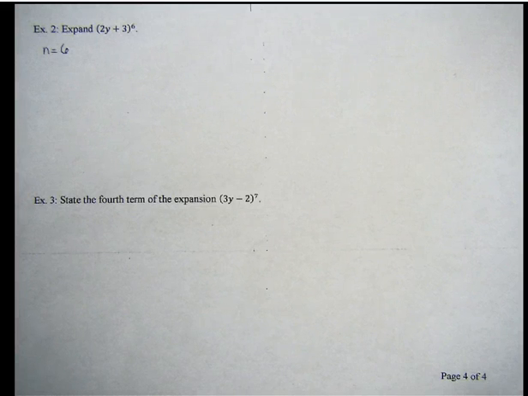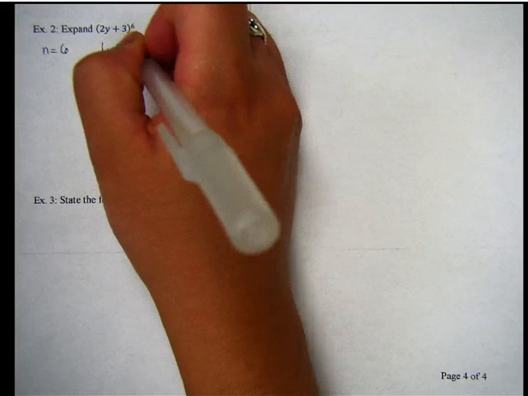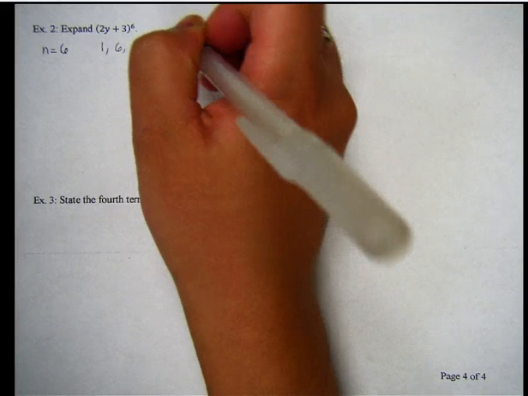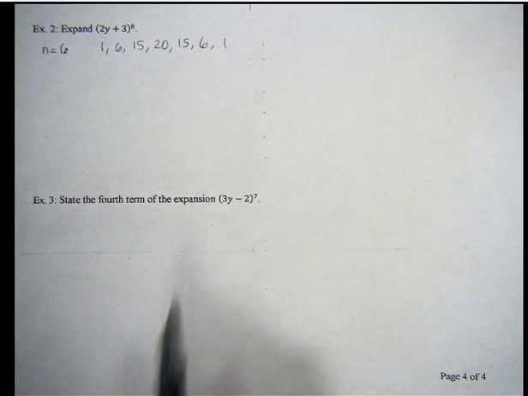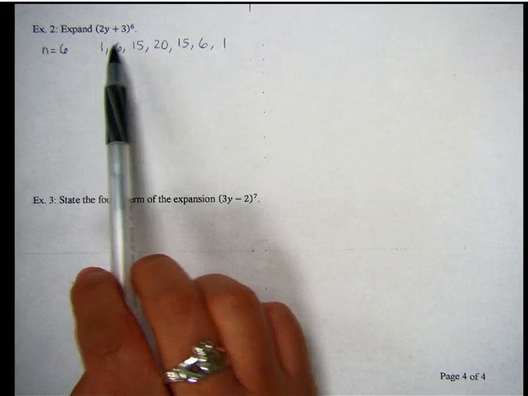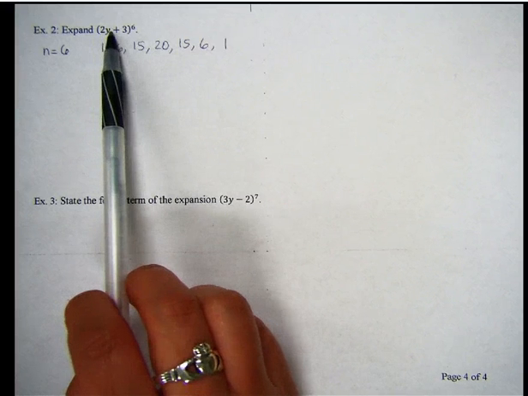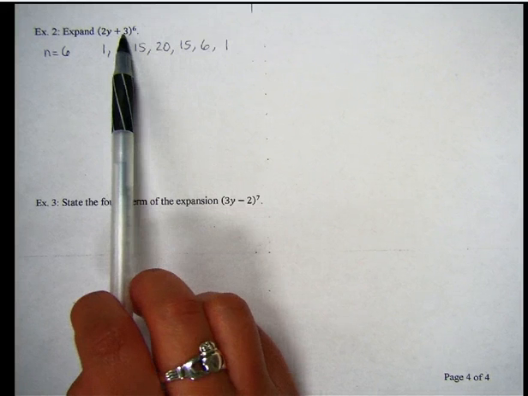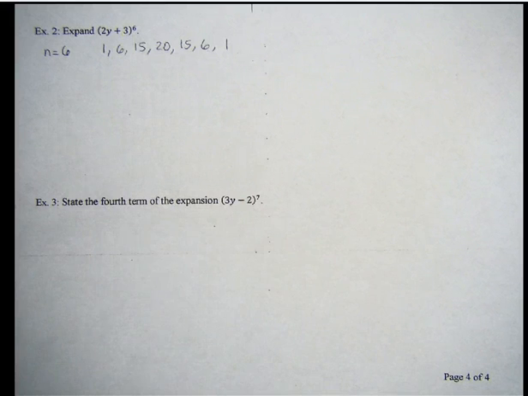And take a look at your previous page. Your coefficients should be 1, 6, 15, 20, 15, 6, 1. Okay, just make sure you have 7 terms in total. 1, 2, 3, 4, 5, 6, 7. Good. All right. And now the exponents on the first term 2y, they'll start with 6 and then they will decrease by 1 going to the right. The exponent on 3 will start with 0 and then it will increase by 1 going to the right.